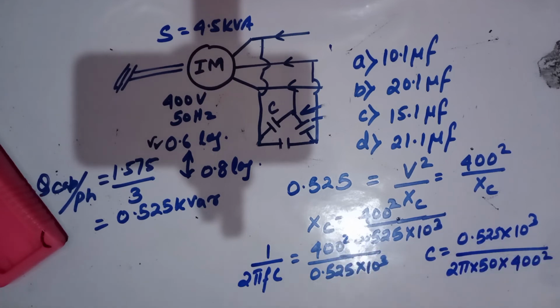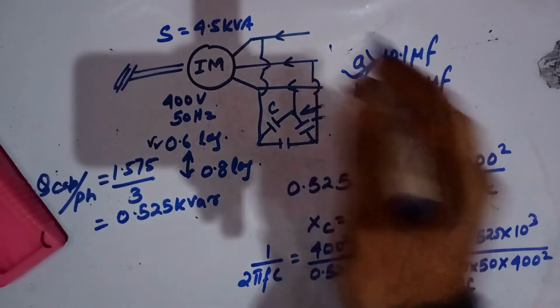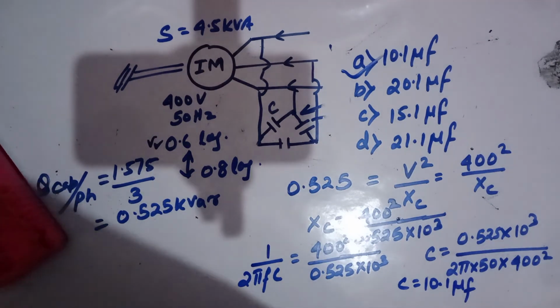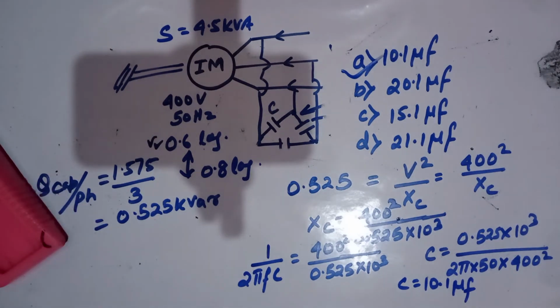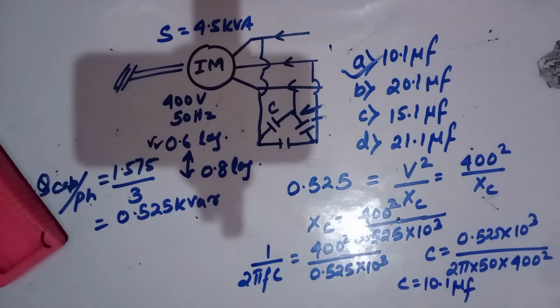So calculate it and you will get the answer C equal to 10.1 microfarad. So this is the option. This is how you can calculate here. I hope it's clear now. In your exam, this type of numerical will be there, and your power factor calculation is, I think, complete.